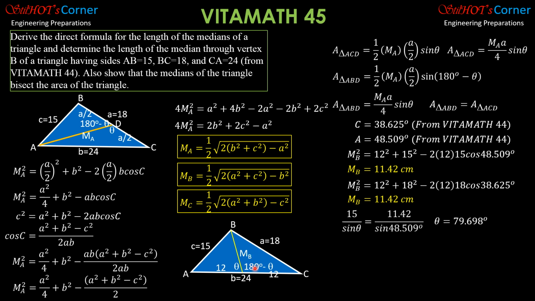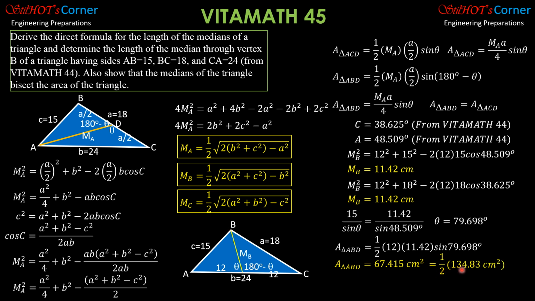And the area of triangle ABD is 1/2 of 12 times MB, which is 11.42, sine of theta. So area of triangle ABD is 1/2 of 12 times 11.42 sine of 79.698 degrees. So area of triangle ABD is equal to 67.415 cm square, which is 1/2 of the area of the original triangle from Vitamath 44. I asked for the area, and it was 134.83. So that proves that the medians really bisect the area of the triangle.